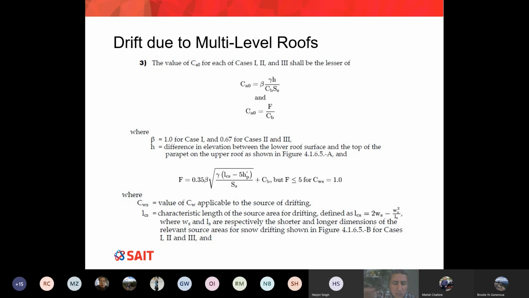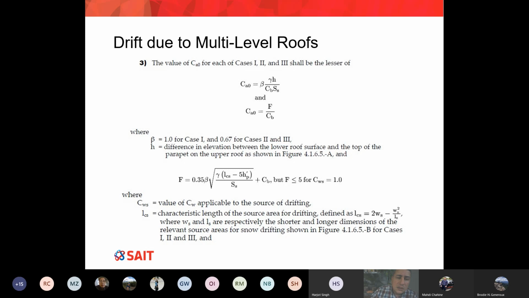Again, if you don't follow, okay, fine, just be patient, because at the end of this class, I have a numerical example that's supposed to clear all the confusion. But L sub CS is the characteristic length of the source, depending on what the source is, whether in case I or case II or case III.